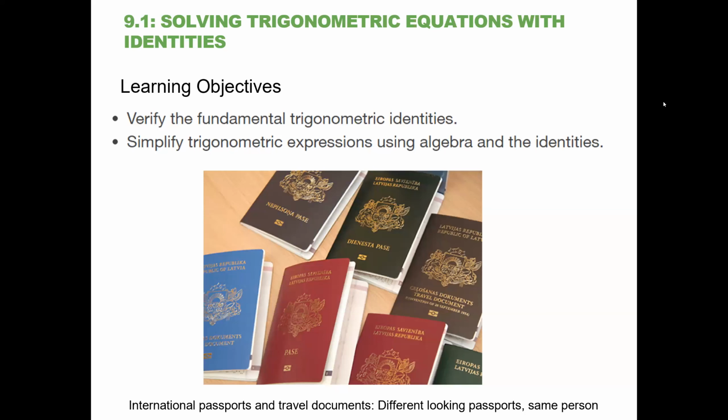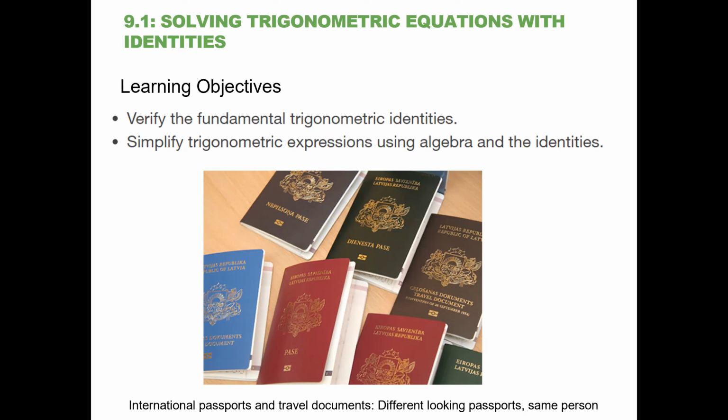Welcome back. We are continuing to study trigonometry, and we're starting chapter 9 and 9.1, solving trigonometric equations with identities. The learning objectives are to verify the fundamental trigonometric identities and simplify trigonometric expressions using algebra and identities.